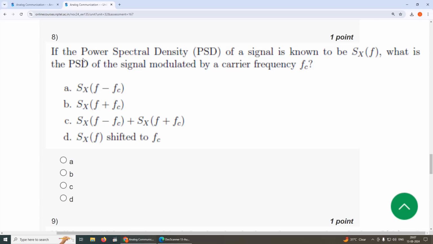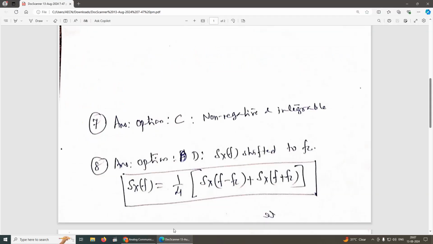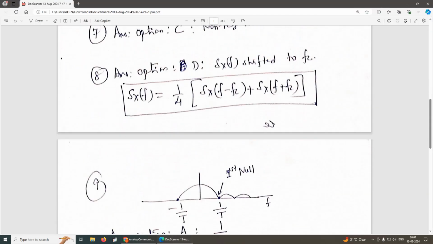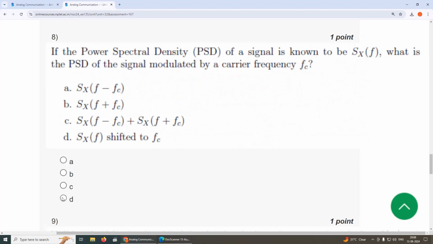Eighth one: if the power spectral density of a signal is known to be X(f), what is the power spectral density of the signal modulated by the carrier frequency fc? The answer is option D: 1 by 4 times the power spectral density shifted left and right by fc.